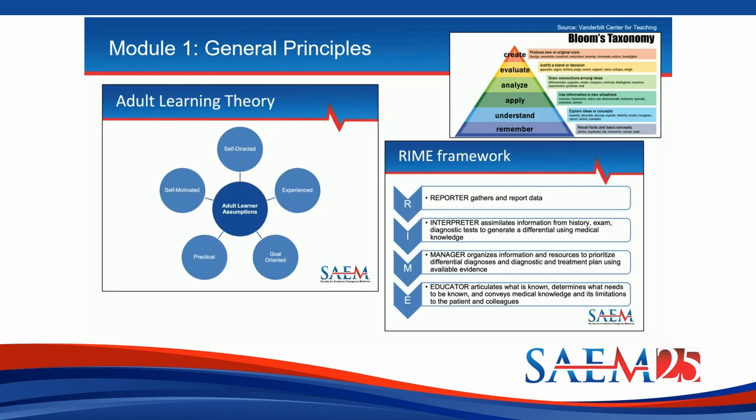So some of the things that you can expect to learn from Module 1: really just the approach to an adult learner, covering some of those basic assumptions we make about adult learners and adult learning theory as self-directed, experienced, goal-oriented learners. You'll also cover Bloom's taxonomy in this module and be provided with some tools as you're building learning objectives and learning goals for your courses and your educational sessions with resident or medical student learners. And then finally, focusing on the RIME framework and how we classify student and resident learners in the department as in the reporter, interpreter, manager, or educator phase.